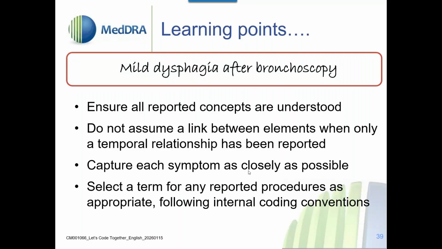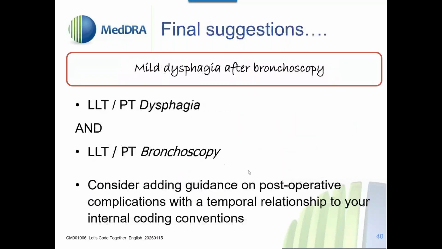So we had a discussion about it, and we decided that we would capture every symptom separately, and we would capture the procedures following the internal coding conventions, but we wouldn't link them. We would code dysphagia and bronchoscopy. And it may be that you have guidance. If this is something that you see a lot, you might consider adding guidance on how to handle these post-operative complications where it's reported with a temporal relationship in your internal coding conventions. So you might choose, if you know that this is a common problem, to code them slightly differently and link them together with a complication term. But just with this out of context, we wouldn't choose the respiratory procedural complication term.